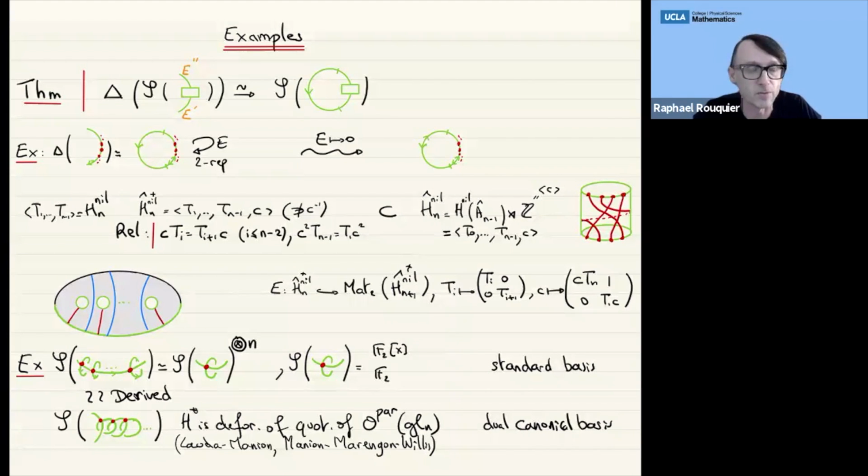I'm running out of time, but a lot of work of Manion has been devoted to understanding that, and eventually getting our framework to work in dimension 3 and recovering invariance of knot Floer invariants from this categorical conception. So I'll stop here. Thank you.